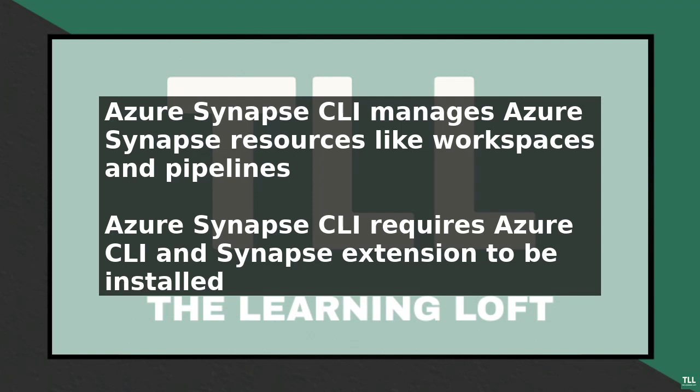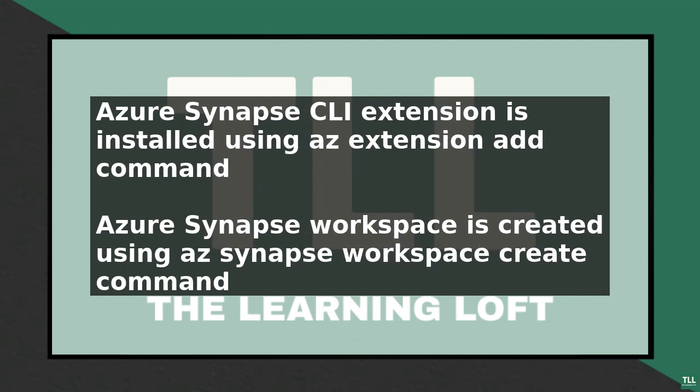Step 1. Install Azure Synapse CLI extension. To install the Azure Synapse CLI extension, you can use the command az extension add --name synapse. This command will install the Azure Synapse CLI extension and you can start using it.